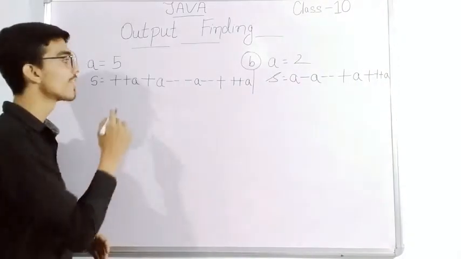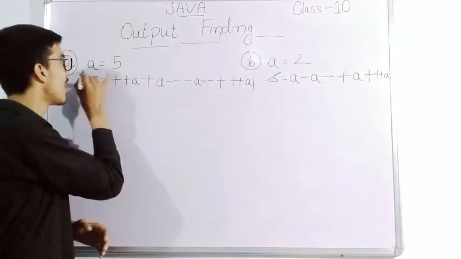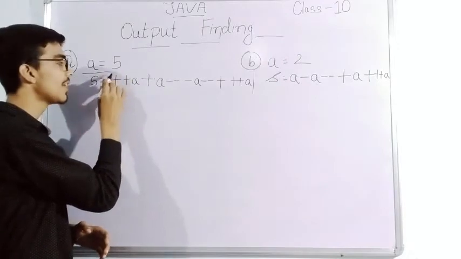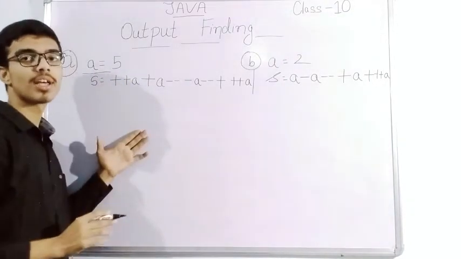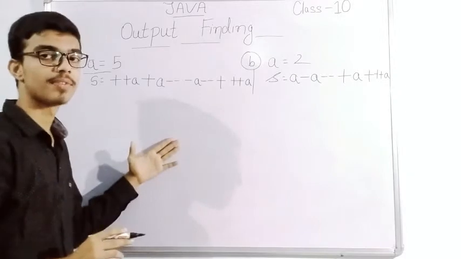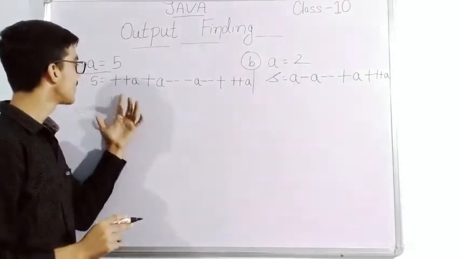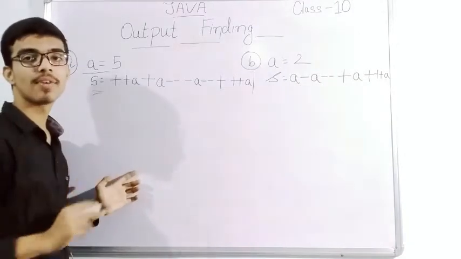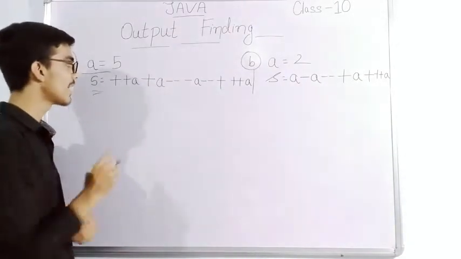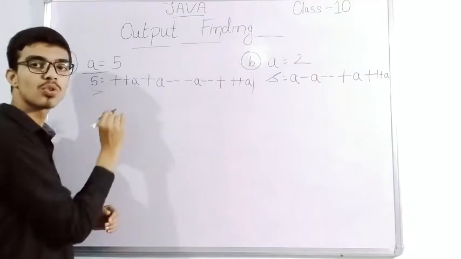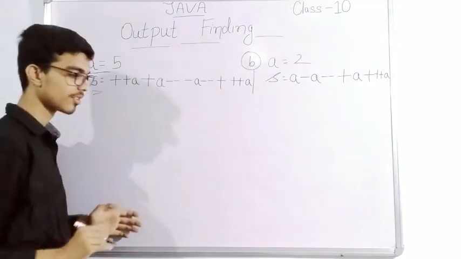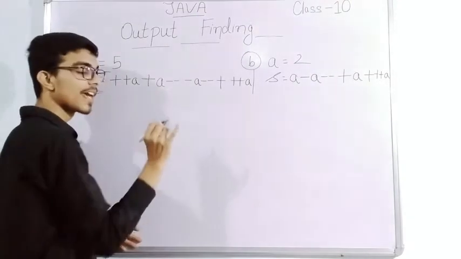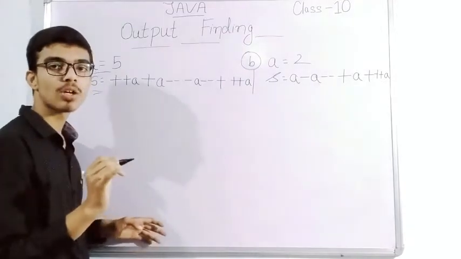So first, as you can see here, at first the value of a is equal to 5. Here the value of a is given as 5, and we have to find the value of s. So for that, we have to know how to solve these types of sums. First of all, there are increment and decrement operators.